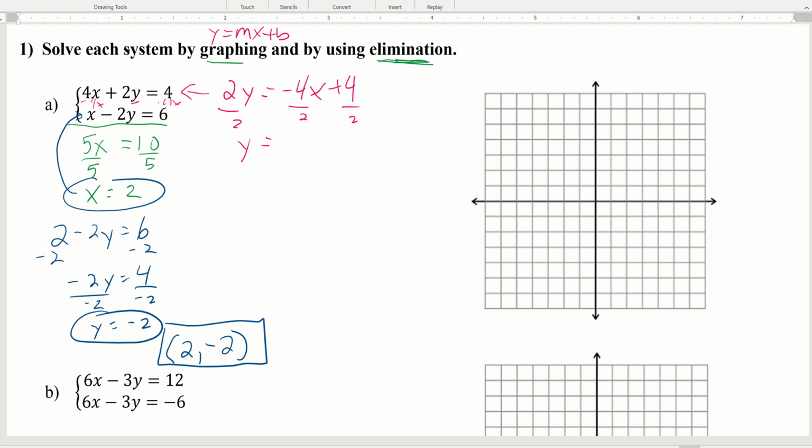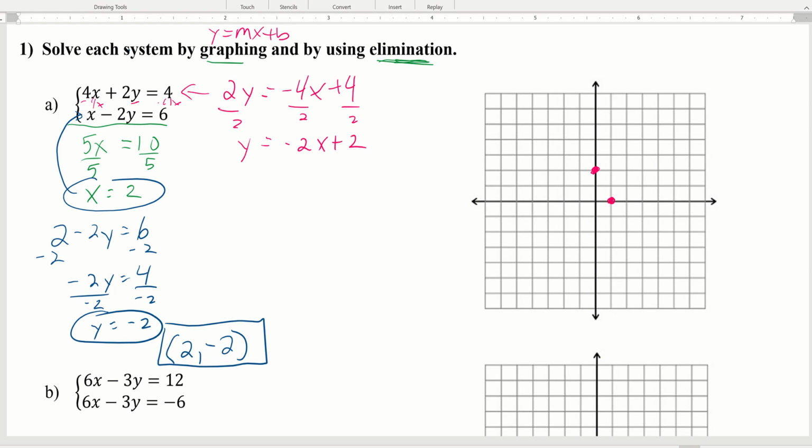So y is equal to negative 2x plus 2. Cool. And we graph that. So this is our y-intercept at 2. And our slope is negative 2, so that means fall 2, run 1.